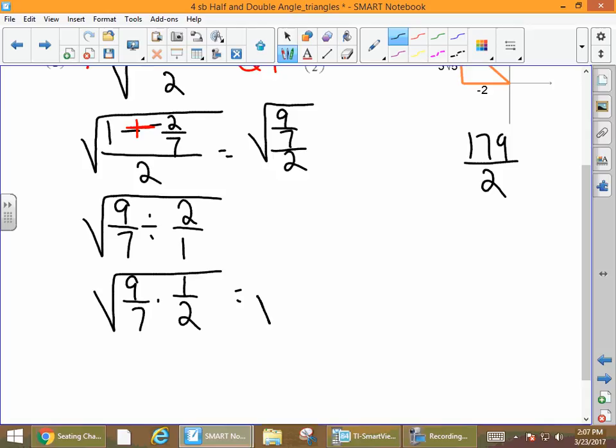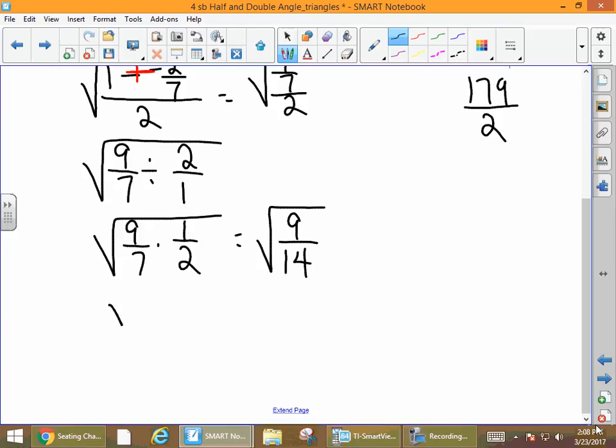So we end up with 9/14. 9 times 1, 7 times 2. But if we think back to the directions, the last set says, make sure to rationalize the denominator if necessary. It's necessary this time.